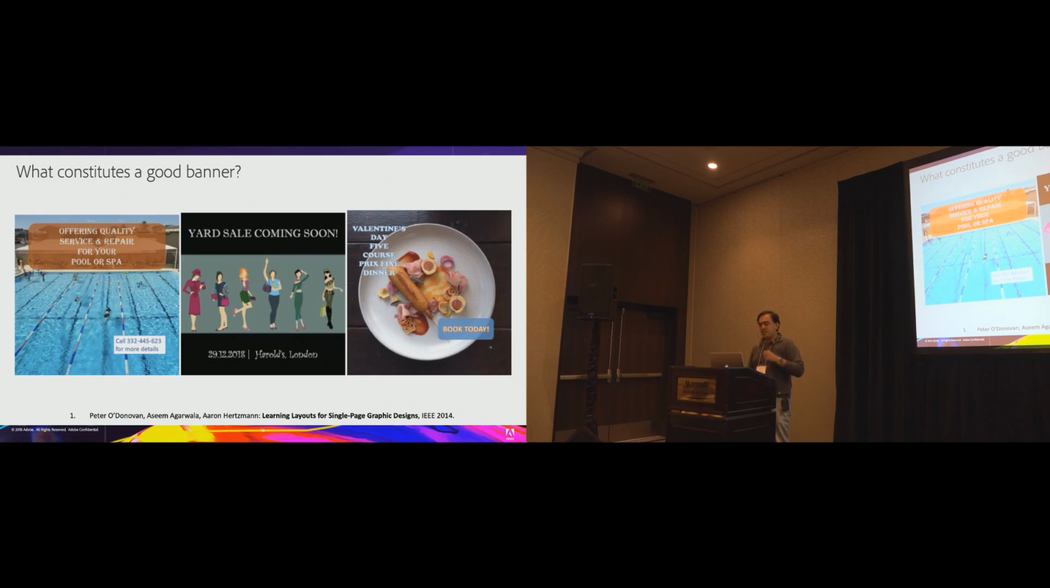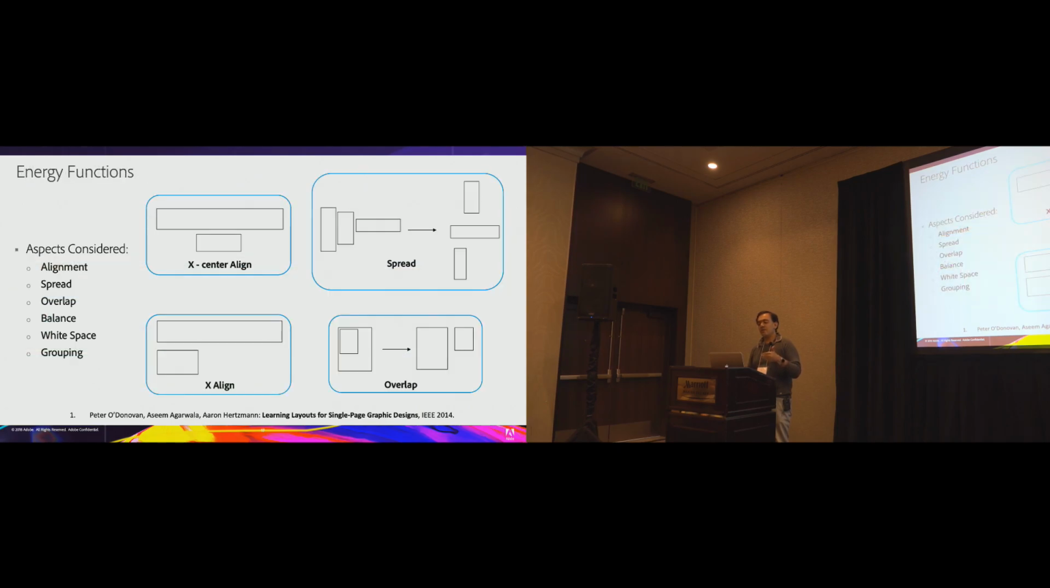For that we needed different dimensions, so we again leveraged the work by O'Donovan to define different aspects of the goodness of this underlying design. They considered a lot of factors like alignments and spread, wherein alignment was along the x direction or the y axis, and spread was whether the elements were more spread out in the banners, or whether there was a better balance of these different components, and were there sufficient white spaces in the banners, in the single page graphics, and so on and so forth.